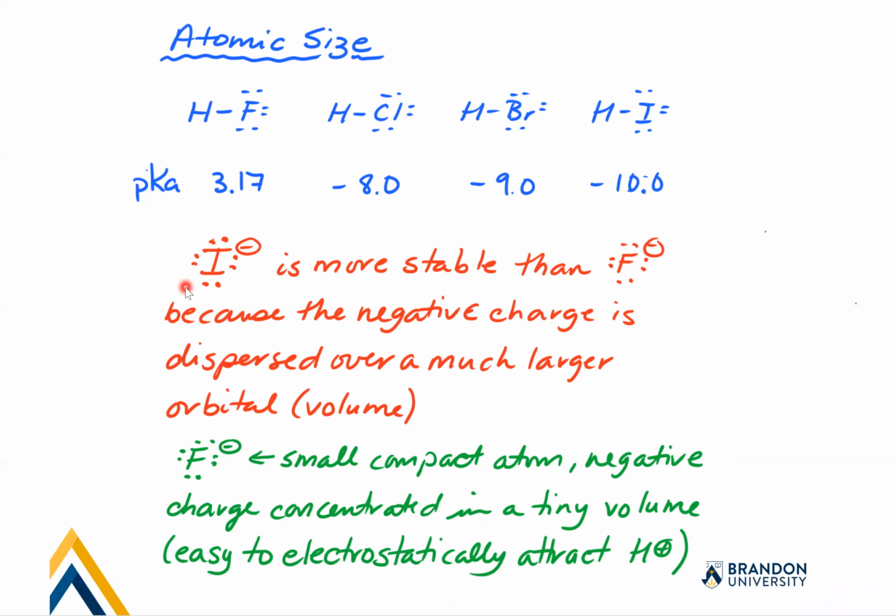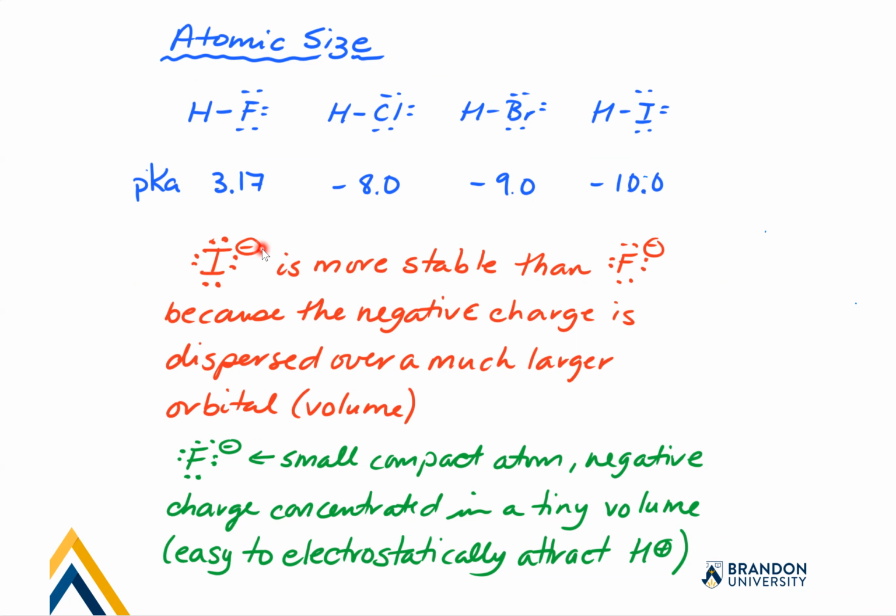There's a consequence for this later on in the course when we're talking about substitution reactions, in the sense that with iodide, because this negative charge is in a larger orbital, there's very little electrostatic attraction to it from a random proton floating around in, say, solution.